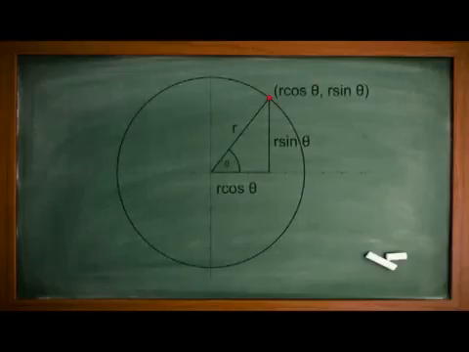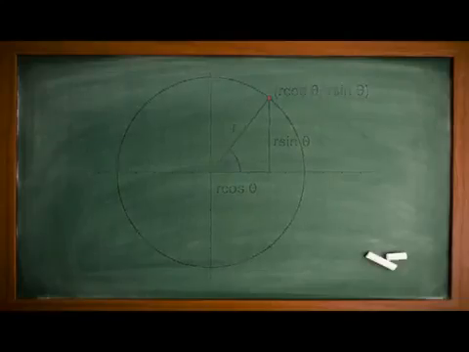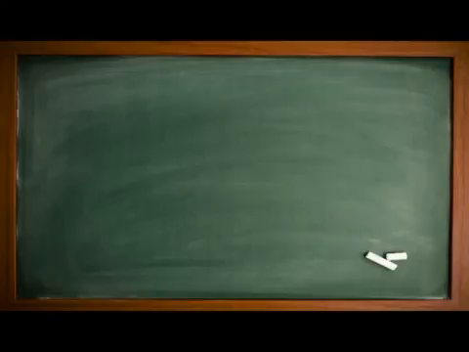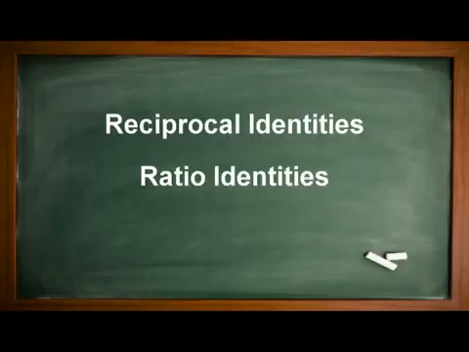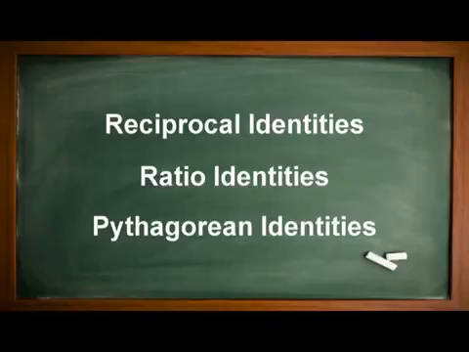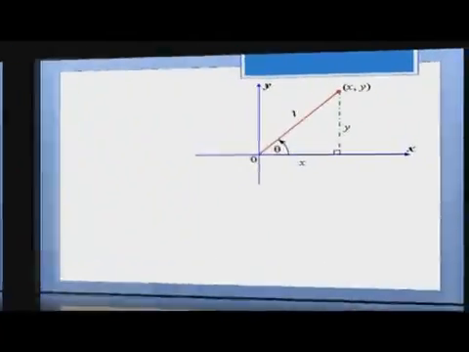From the information of the unit circle, we can already derive the three main categories of trigonometric identities with which you should become familiar. The first one is the reciprocal identities. The next one is the ratio identities. And the last one is the Pythagorean identities. Let us go first with the reciprocal identities.